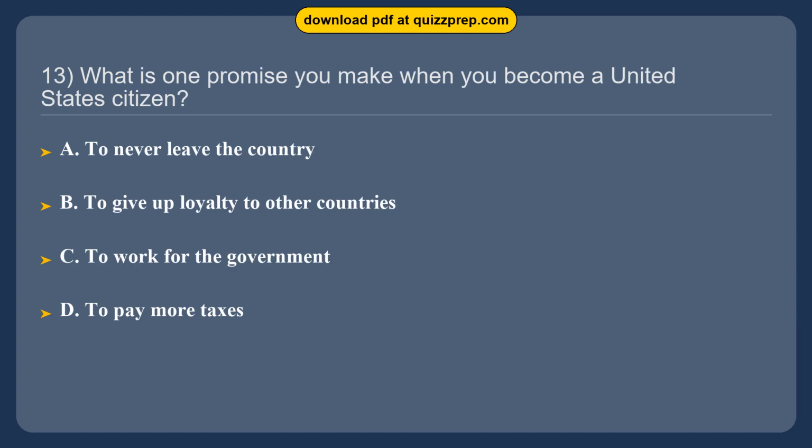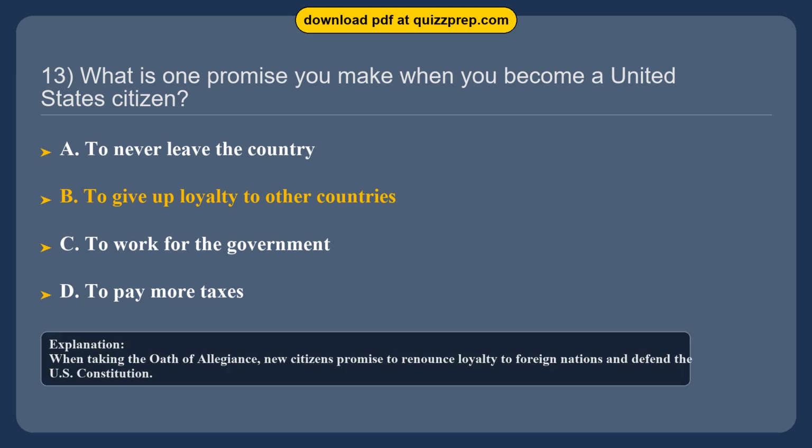What is one promise you make when you become a United States citizen? Option A. To never leave the country. Option B. To give up loyalty to other countries. Option C. To work for the government. Option D. To pay more taxes. The correct answer is option B. To give up loyalty to other countries.